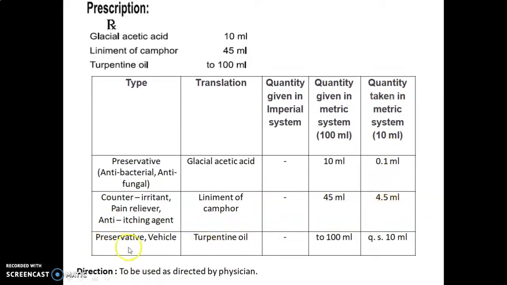Turpentine oil is used as a preservative and vehicle. Quantity given is to prepare up to 100 ml, and quantity taken in the metric system is quantity sufficient up to 10 ml. As we know, this liniment of camphor, which is camphorated oil, was prepared in the previous experiment, so that should be used in this experiment. Direction: to be used as directed by the physician.